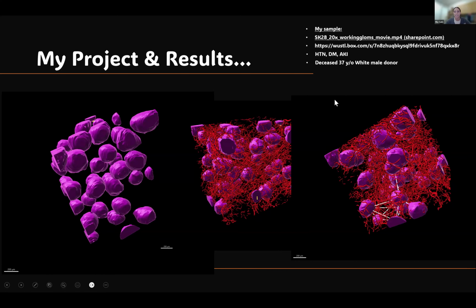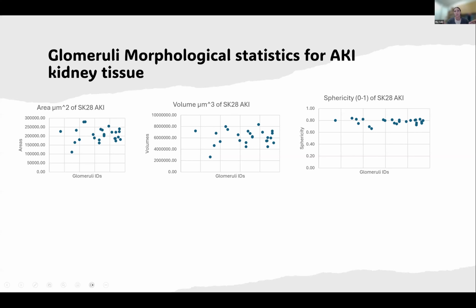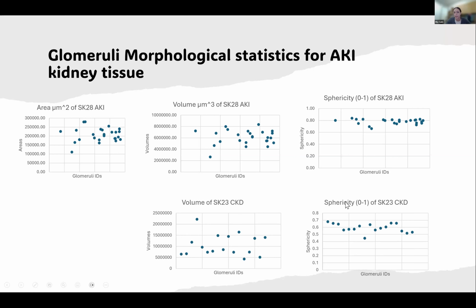I was trying to show you what you could do. This was through Imaris, but you can do so much through these softwares, finding morphological statistics for the glomeruli in my tissue. I was able to make graphs of area, volume, and sphericity, and another project could be comparing it with some other sample, like chronic kidney disease. You could also compare it with healthy tissue.